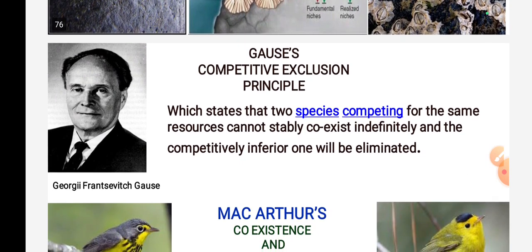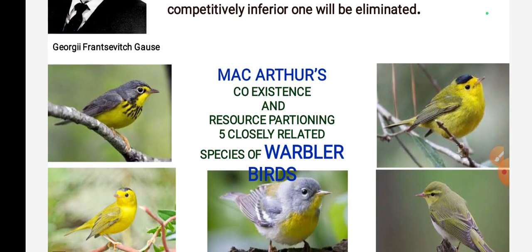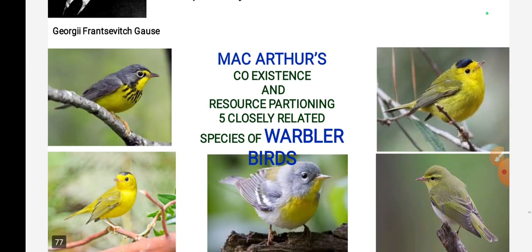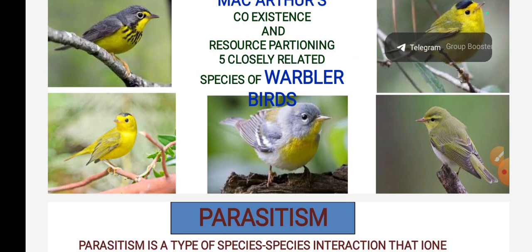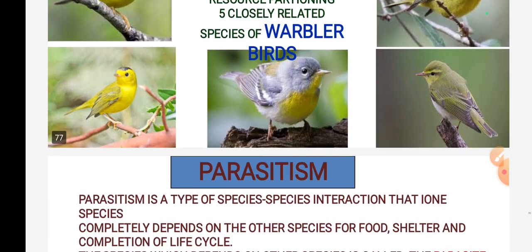It was eliminated eventually. Gause's competitive exclusion principle states that two species competing for the same resource cannot stably coexist independently, and the competitively inferior one will be eliminated. MacArthur's coexistence and resource partitioning pertained to five closely related species of warbler birds.